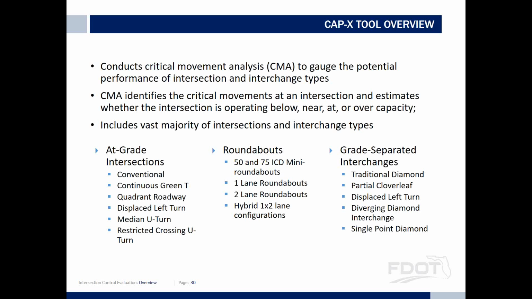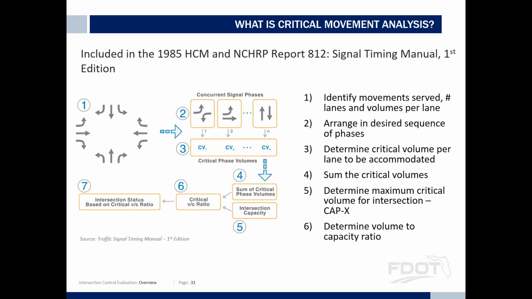It estimates whether the intersection is operating below, near, or over capacity. So you will get the over C based on the critical movement. And that covers the at-grade intersections, the roundabouts, and grade-separated interchanges. So included in it is the 1985 HCM and the NCHRP report 812. The Signal Timing Manual first edition also included the critical movement. So that's basically what you see right there is the initial calculation for Capex and how it takes place.